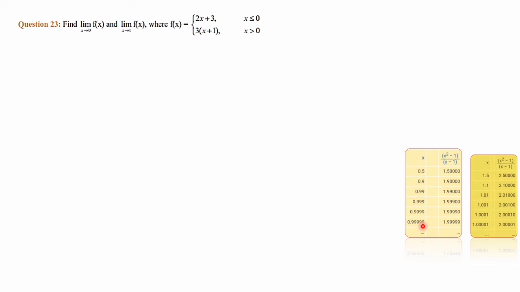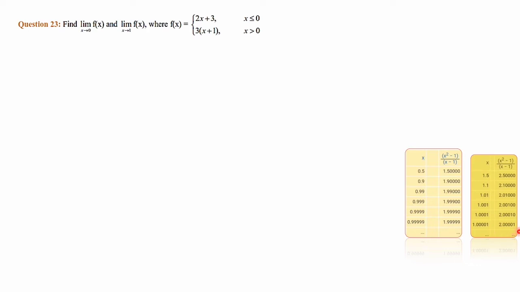0.99999, and this is called the left of the limit, and here the right of the limit, because limit x tends to 1 is our given condition. So the right of 1 is 1.1, 1.5, 1.01 and so on. And in both the cases we have found that the value of the function x square minus 1 by x minus 1 is approaching 2.